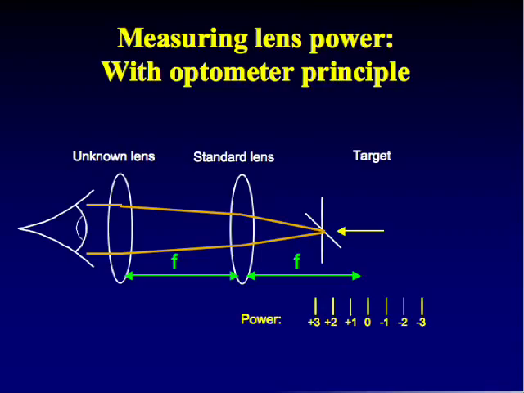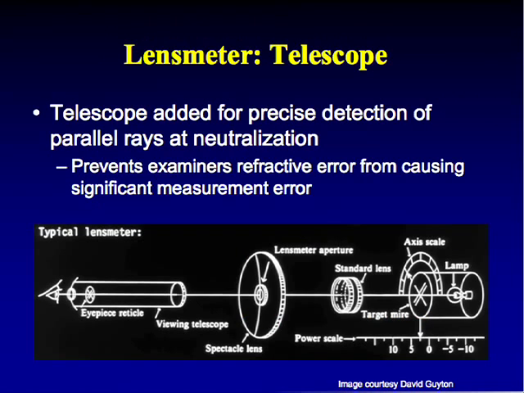So the advantage of the optometer principle with this standard lens is you get a linear scale and you can go from plus to minus power in measuring an unknown lens. So that's basically what a Lensmeter is with a little bit added on.